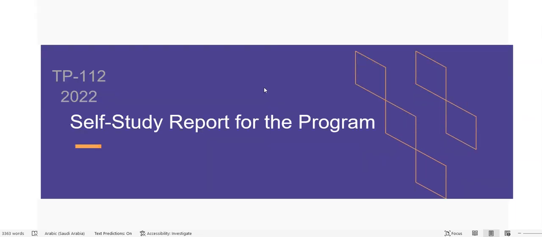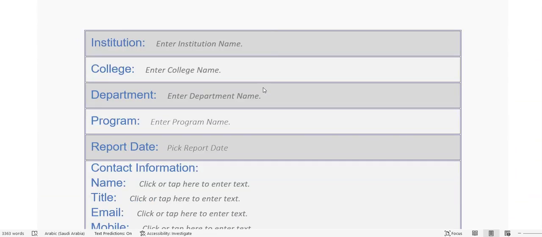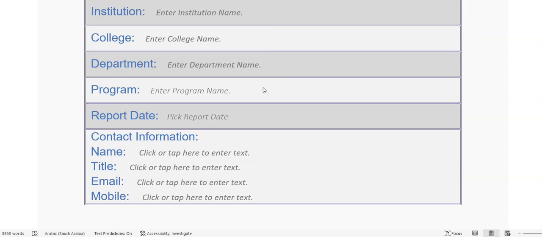This is the cover page. This is the second page, the same information. Here we are writing the general information about the program. As you know, before starting to fill this form, you have to collect all the needed information and evidence. But as I said before, for 5 standards.